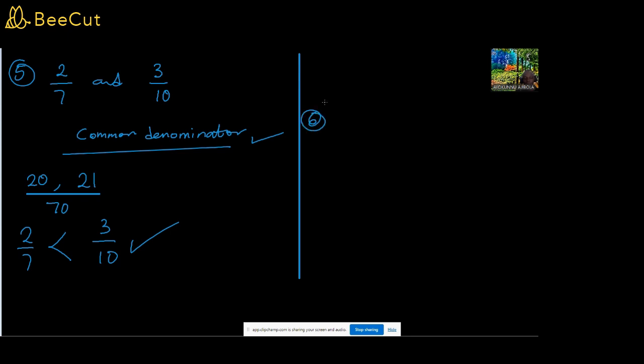Then number 6. Let's try one more. I know you're on the road. You can't write this down. So I'm going to send all of these notes to you so that when you calm down, you can write them. Is that clear?